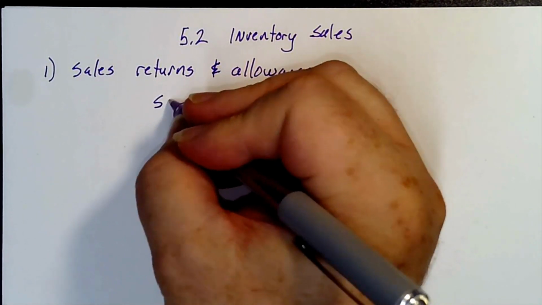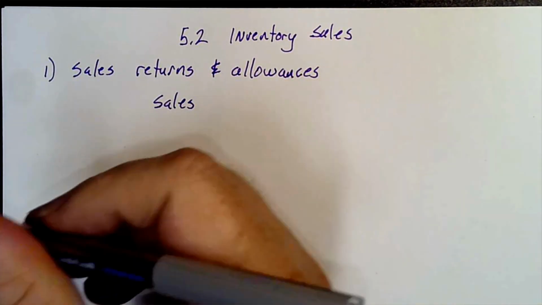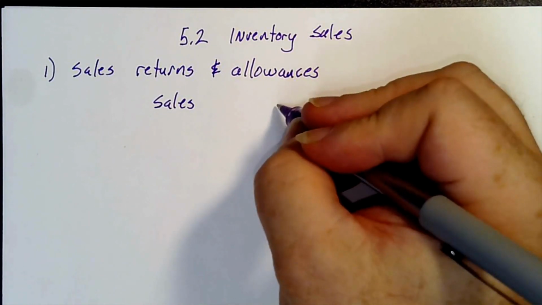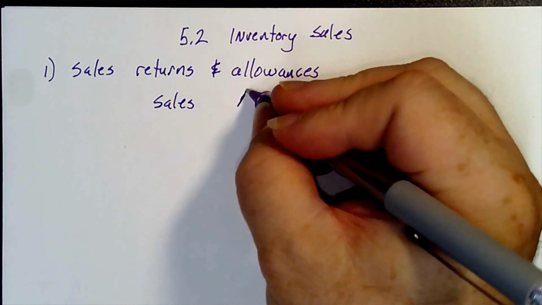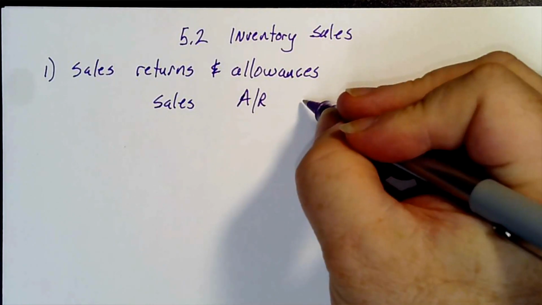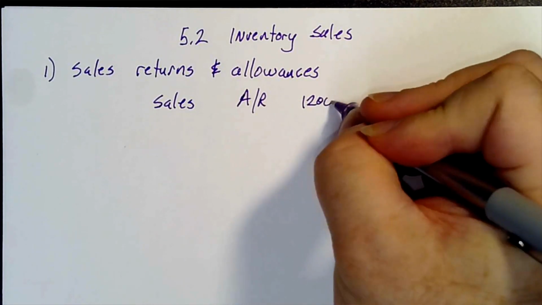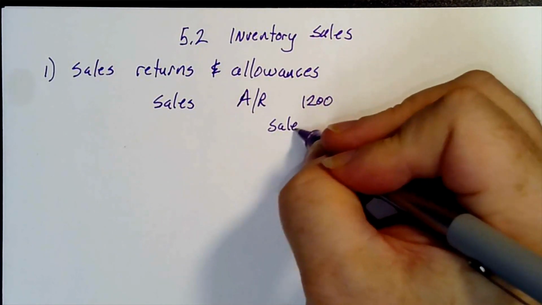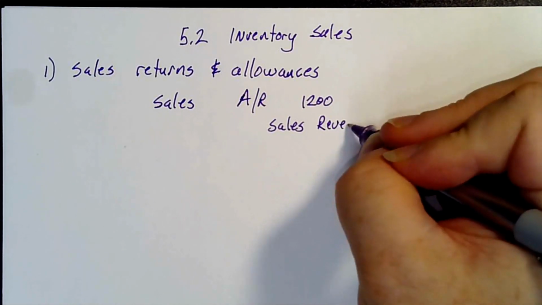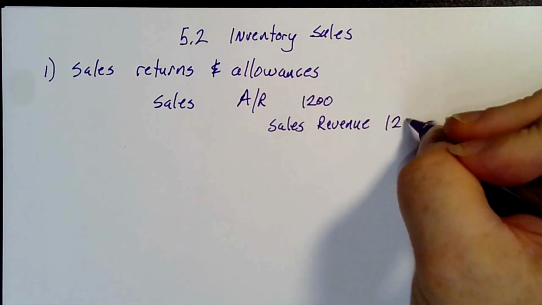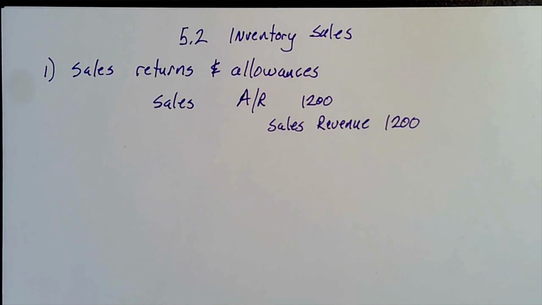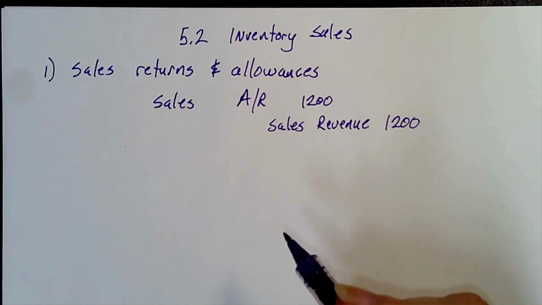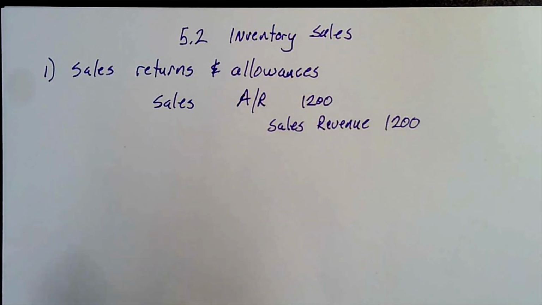So remember, the buyer bought something that was worth $1,200 on account. So here we're going to sell something on account, $1,200 sales revenue. Now remember, on the buyer side, it's just something going into inventory, but here we have to record both the revenue price, the sales price, and the wholesale price, our expense.